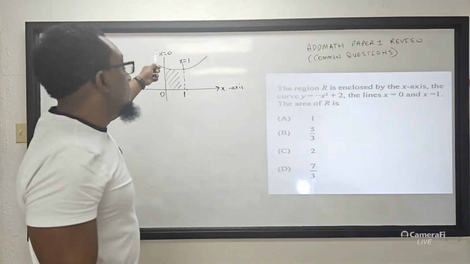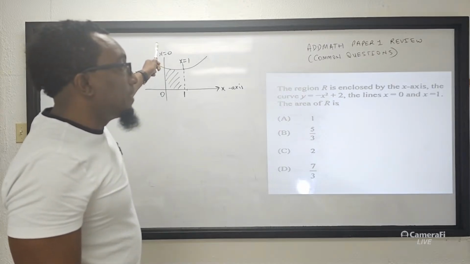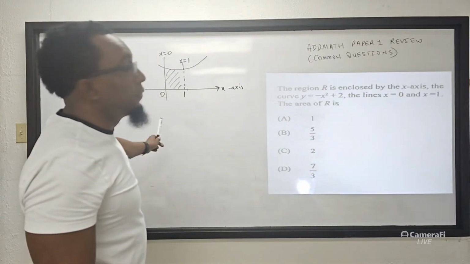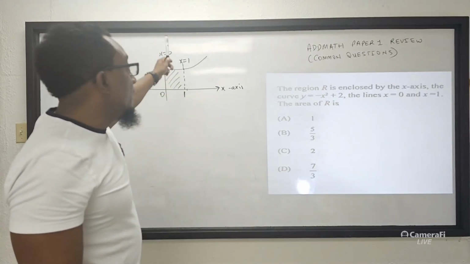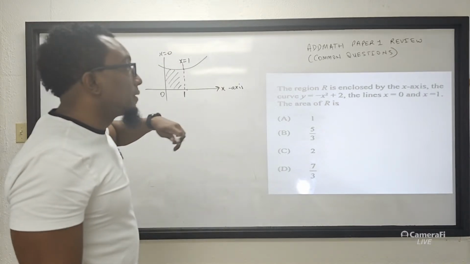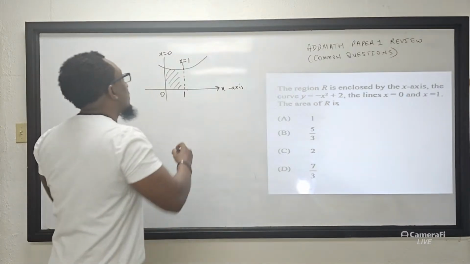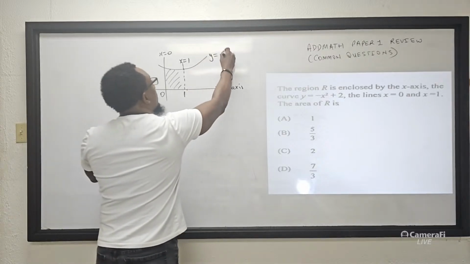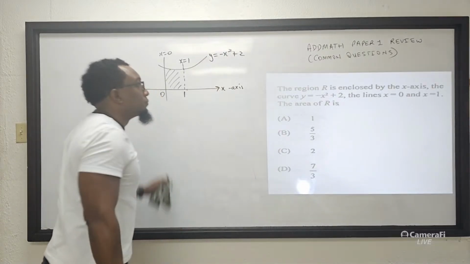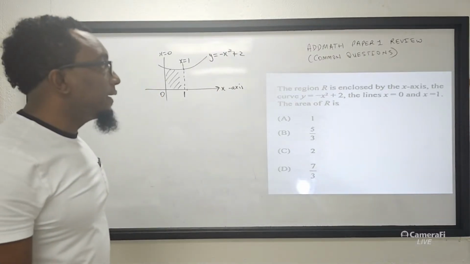Alright, of course, same region. Same lines: x equal to 0, we have the vertical line, the y-axis, x equal to 1, the x-axis, and of course you have the curve. Let's write this time, y equal to negative x squared plus 2. You want to find the area.